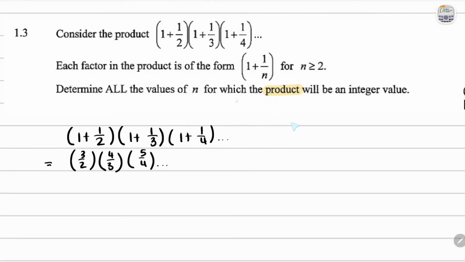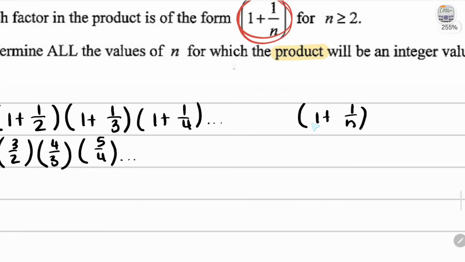So let's go ahead and write down a factor that would represent the last term. Regardless of whatever it is, we know that it's going to have this form. So it's going to be in the form of 1 plus 1 over n. Now, of course, we could also represent that here. Just see this as 1 plus 1 over n. 1 over n is a fraction.